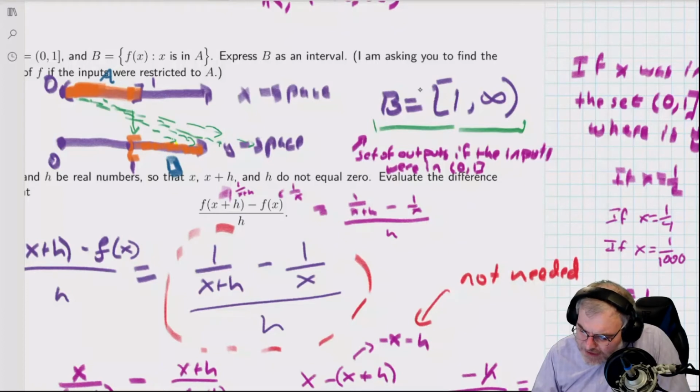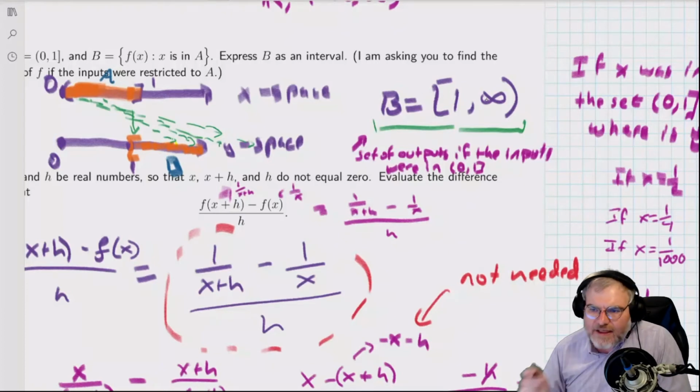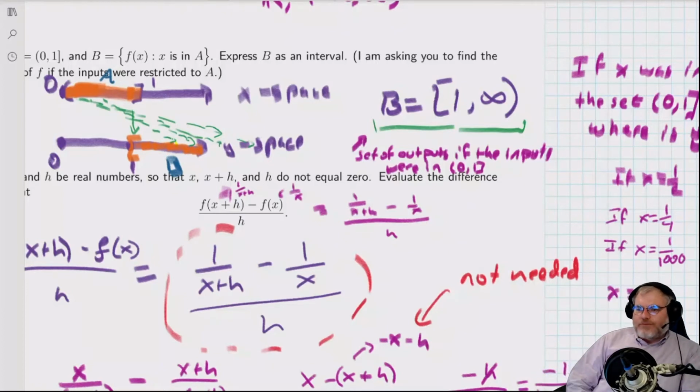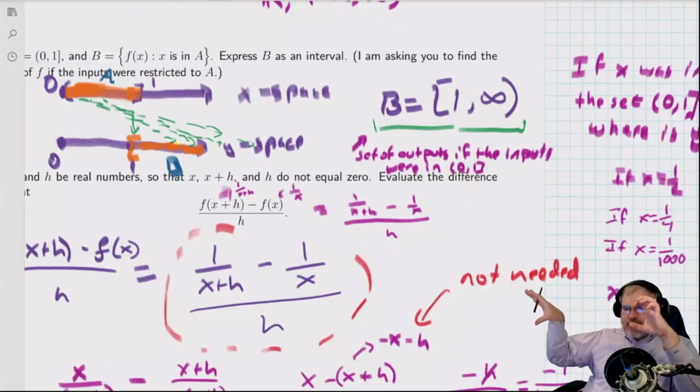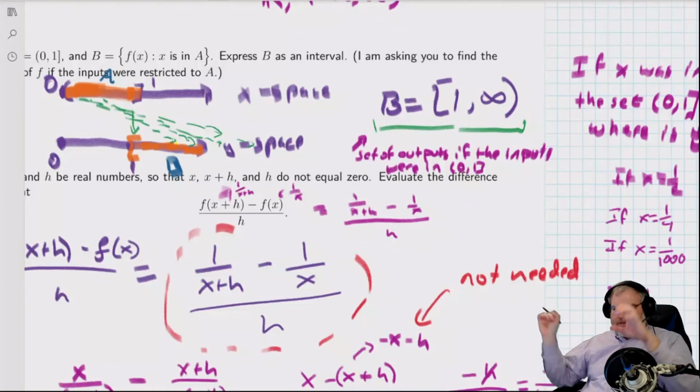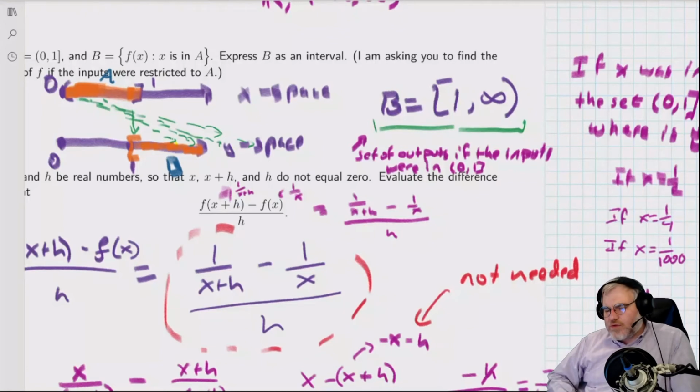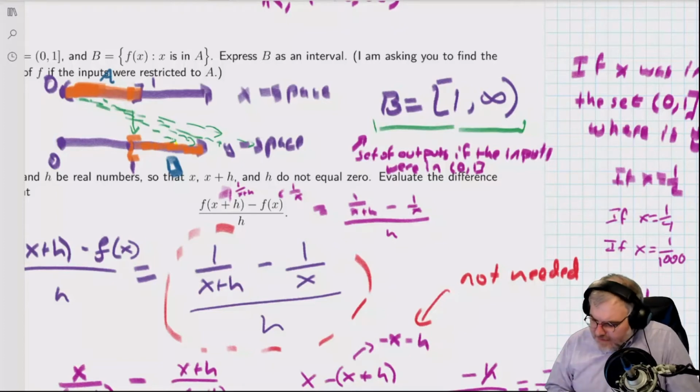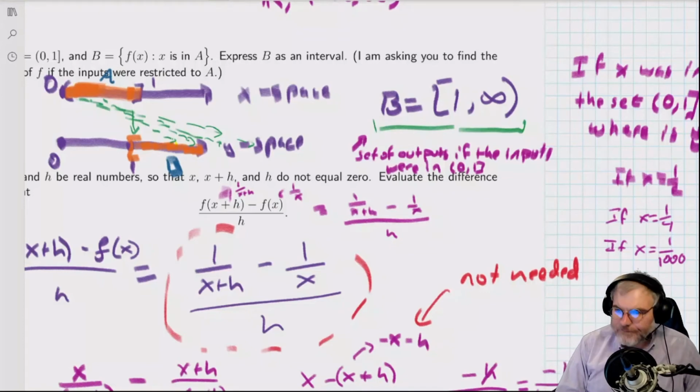So my answer is 1 to infinity as an interval, including 1, obviously excluding infinity. All right. How do we feel about that? Did I just figure out how to do this? Yes. Okay.